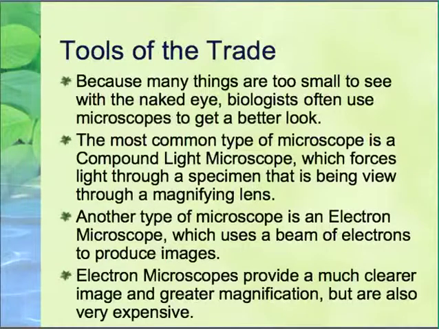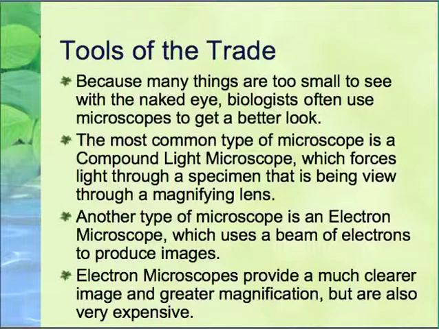Because in biology there are so many things that are too small to see with the naked eye, we had to come up with a way to see things bigger than they actually are. The most common type of microscope that you're going to find is called a compound light microscope. Basically, it forces light through a specimen, and then that light passes through a magnifying lens, which makes the object appear larger than it actually is.